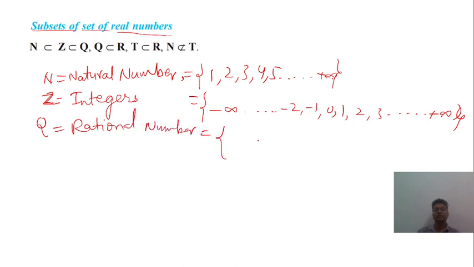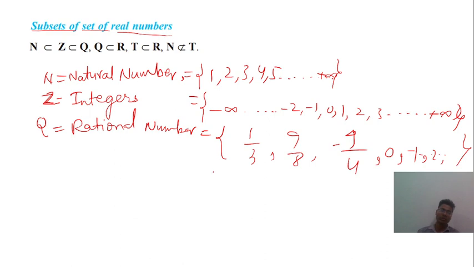Rational numbers are all the fractions: 1 by 3, 9 by 8, minus 9 by 4, 0, and so on. All the 1, 2, 3, -1, -2, etc. Everything is a rational number. Now we're coming to the real numbers. So real numbers are a combination of all of this.